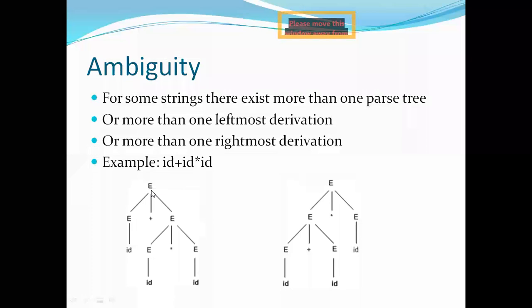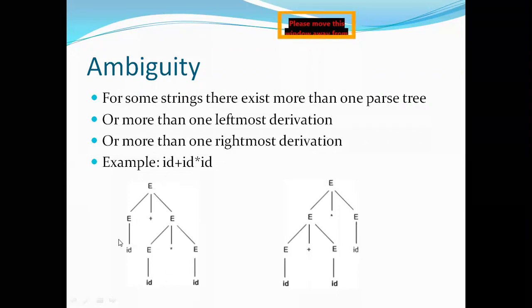E is taken, so E is produced with E plus E, and we are using the left production. Now for the rightmost derivation, we are replacing the rightmost non-terminal with its alternative. So this is the rightmost non-terminal, and it is replaced with the given string, E star E, and this is replaced with id.